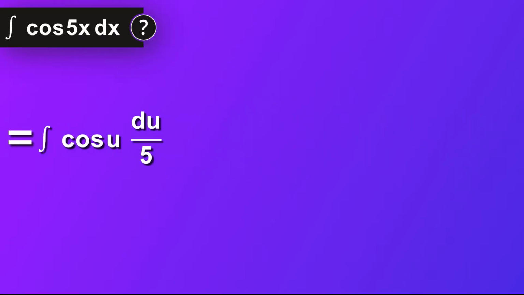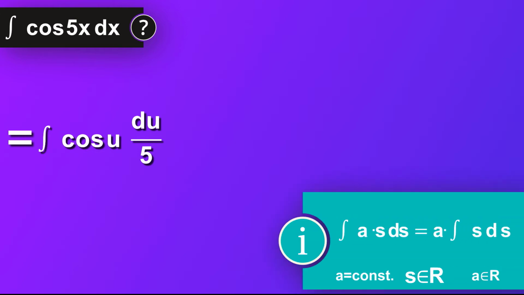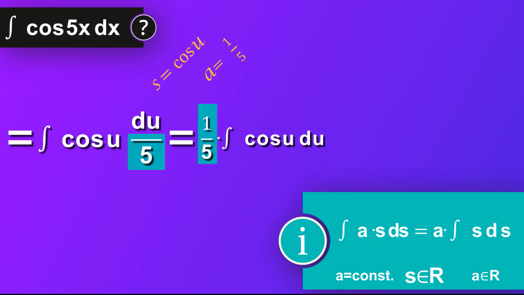We can rewrite this expression knowing that du divided by 5 is just 1/5 multiplied by du, and as it is a constant, we may put it in front of the equation and outside the integral sign. To do so, we apply the formula which says the integral of a multiplied by s by ds, where a is some constant, equals a multiplied by the integral of s by ds. In our case, s is cosine u and a is 1/5. We now have our main equation as 1/5 multiplied by the integral of cosine u by du.